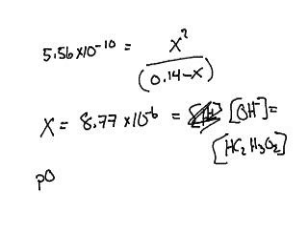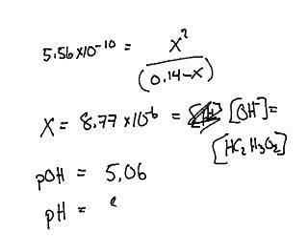So I'm going to find the pOH first. Take the negative log of 8.77 times 10 to the minus 6. You get 5.06. Therefore, pH is 14 minus 5.06, which is 8.94. So this is the answer.